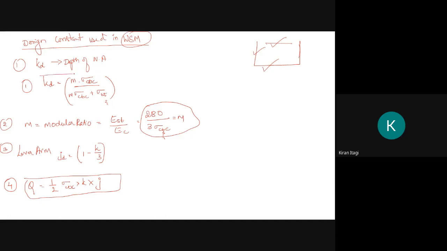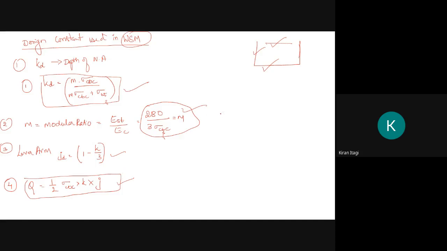Just remember, we need the depth of the neutral axis, that is K. It is given by M sigma CBC divided by M sigma CBC plus sigma ST. Modular ratio is given by 280 upon 3 times sigma CBC. JD, the lever arm, is given by 1 minus K upon 3. Q, the moment resisting factor, is given by half into sigma CBC into K into J. Just remember these things.